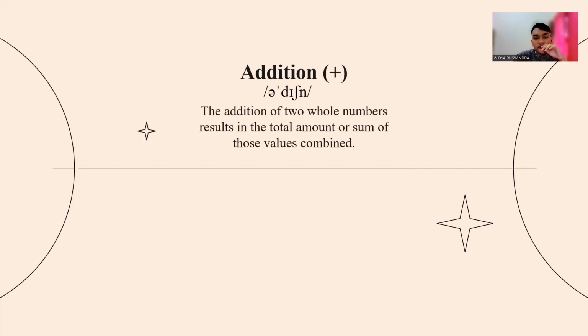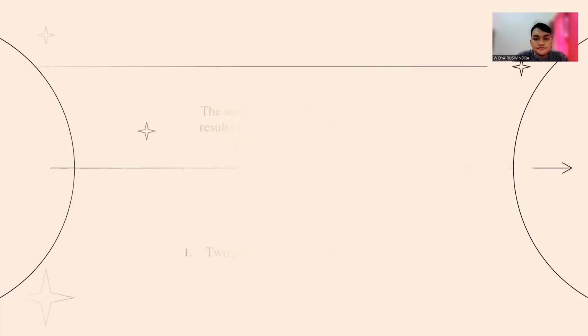The addition of two whole numbers results in the total amount or sum of those values combined. For example, 2 plus 5 equals 7. This is 2 plus 5 equals 7.